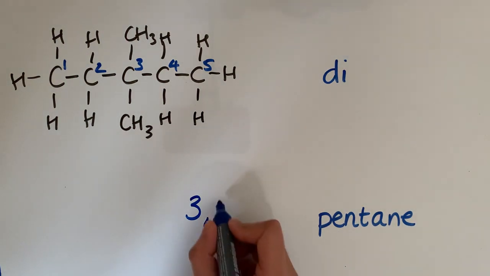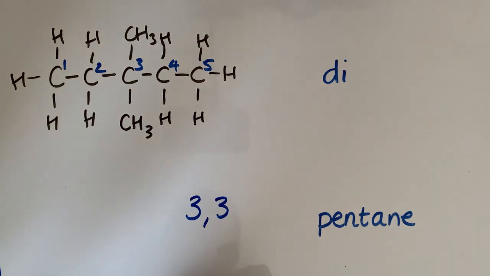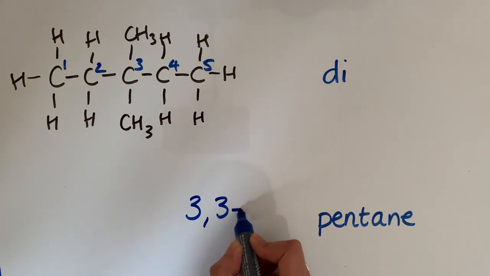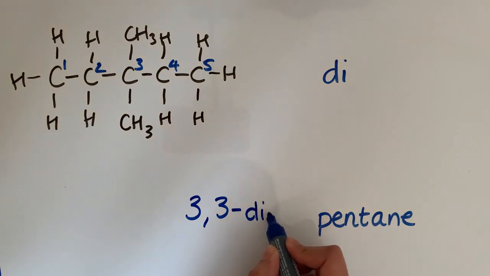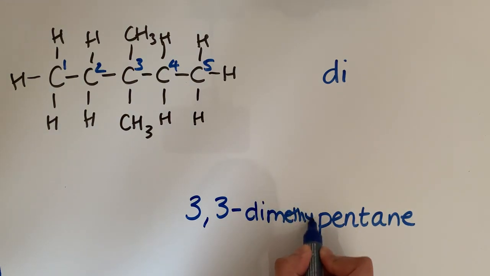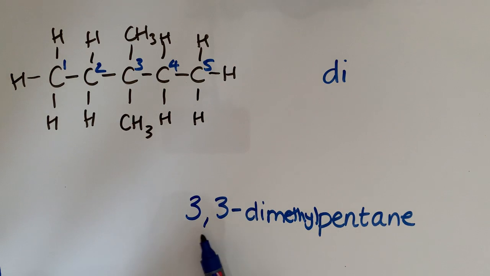So that means we put 2 3s at the beginning here. Between numbers, to separate them, we put a comma. Between numbers and letters, we put a hyphen. So this is going to be called 3,3 dash dimethyl, because we've got 2 methyl groups. This is called 3,3-dimethyl pentane.